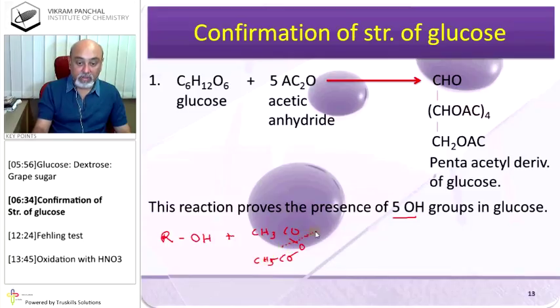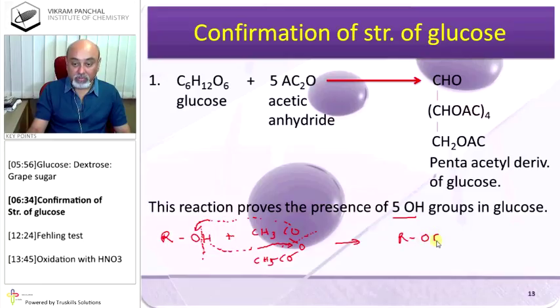Breaking of acetic anhydride takes place from here, and H will be removed from alcohol. These H plus will transfer to oxygen, and the COCH3 group will join with O, and therefore we will get R, O, CO, CH3 plus acetic acid. And this is known as acetyl part or acetyl derivative.